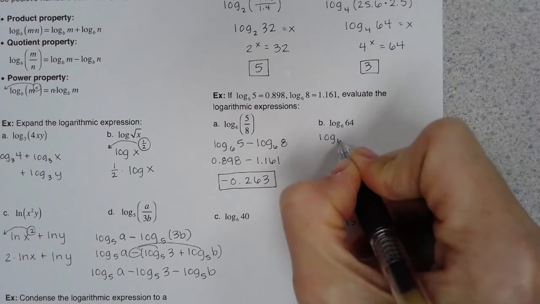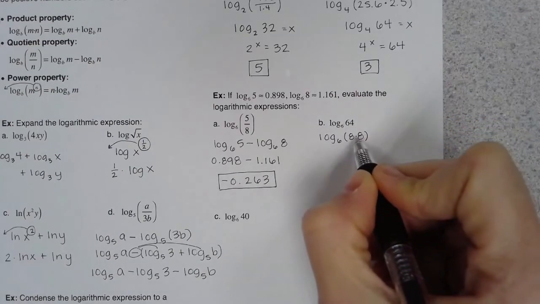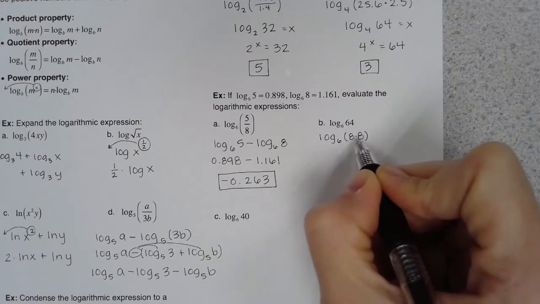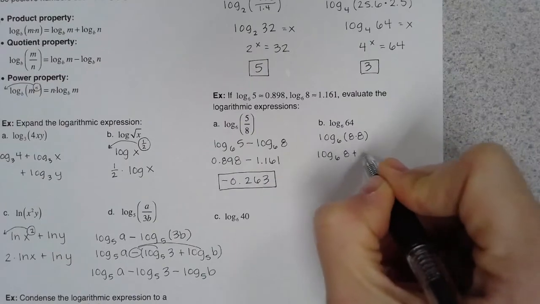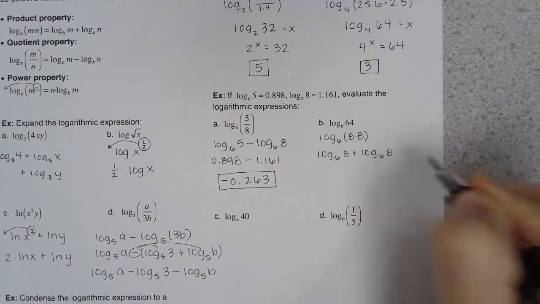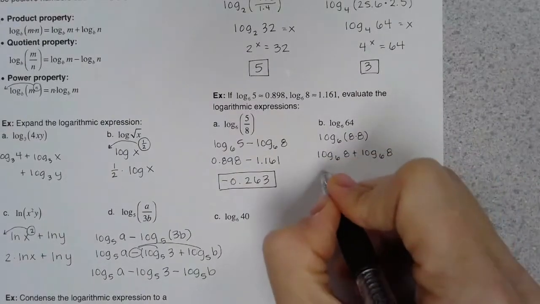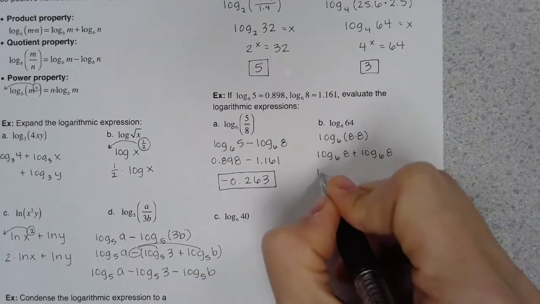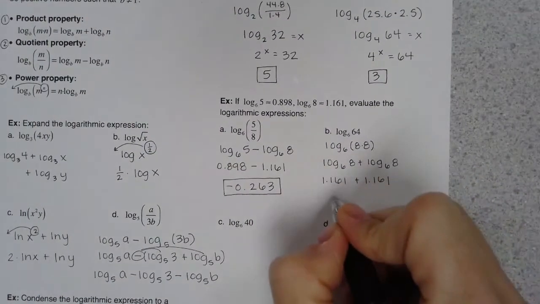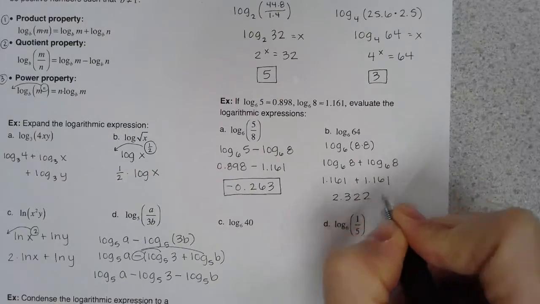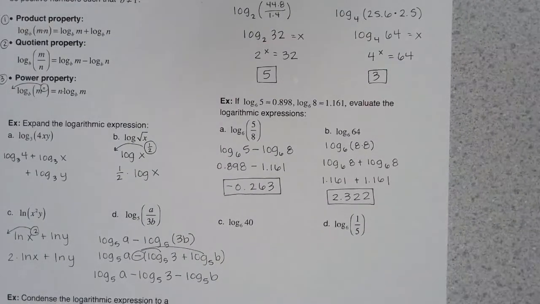So this is going to turn into log base 6 of 8 times 8, and then you know that when you expand it further, when you write it with the two logs, multiplication becomes addition. So this is going to be log base 6 of 8 plus log base 6 of 8, and that's one of the ones that you're given. So you're trying to work the numbers out to break it down so that you know one of the parts. 1.161 plus 1.161, and so for this one you get 2.322 as the evaluated answer for the question.